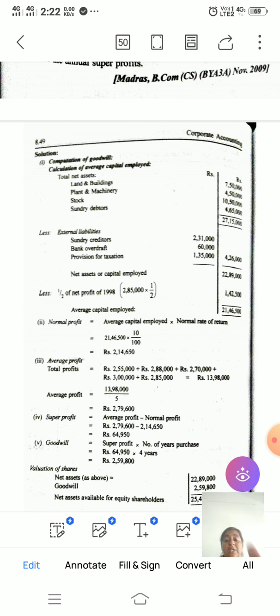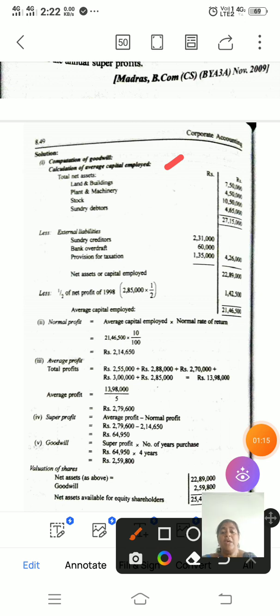Before going for the computation of goodwill, we have to calculate the average capital employed. For that we take land and building, and plant and machinery, with the adjustments. If the value is increased, we take the increased value; if the value is decreased, we take it with the depreciation. So according to the adjustments, we take the net asset value.